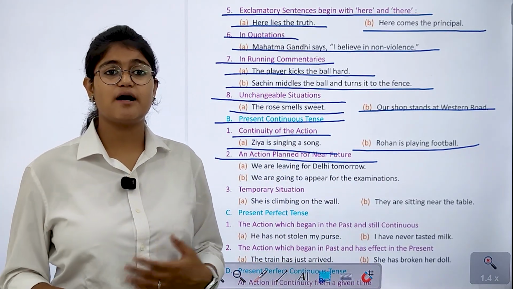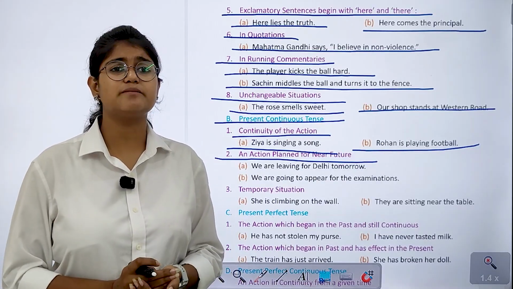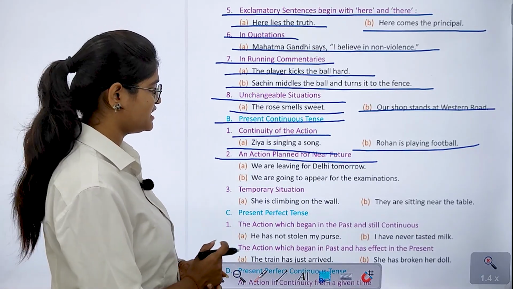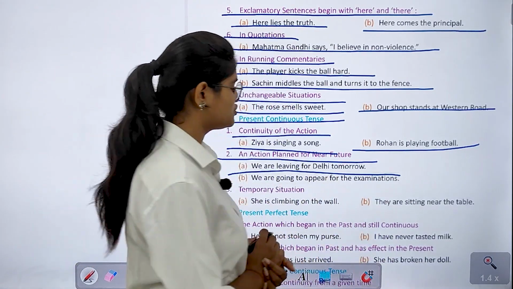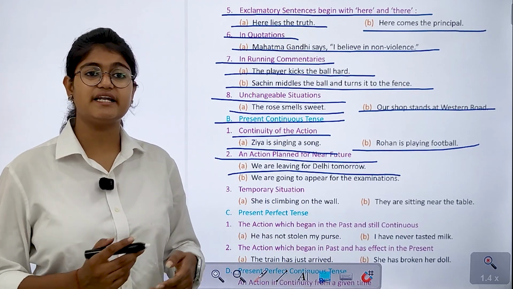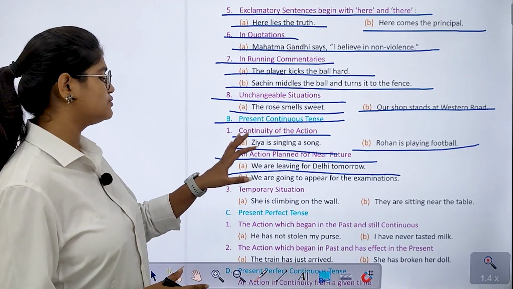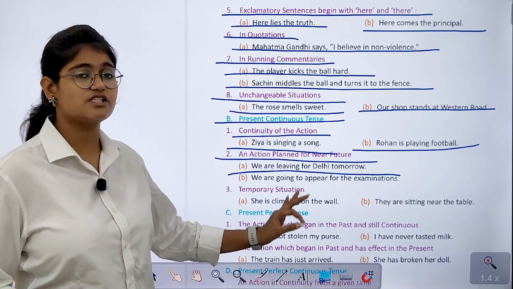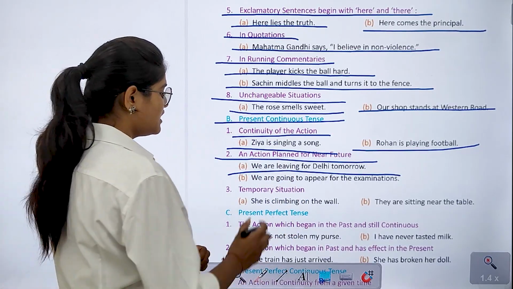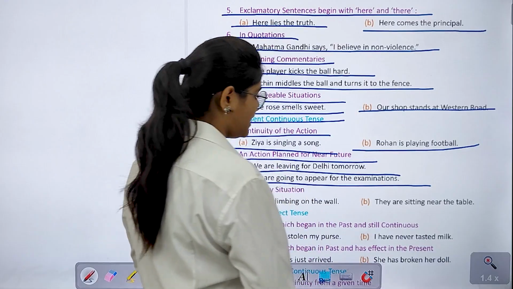After that, the next is an action planned for near future. कि जो भी काम आप आगे आने वाले थोड़े ही टाइम के अंदर प्लान कर रहे हो, जैसे कि we are leaving for Delhi tomorrow, कि हम कल दिल्ली के लिए निकल रहे हैं, right? So that is where you are going to use only the present continuous tense.